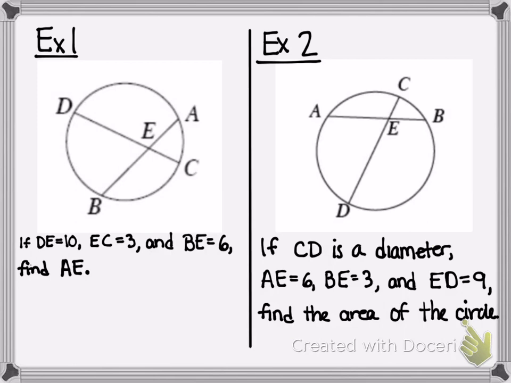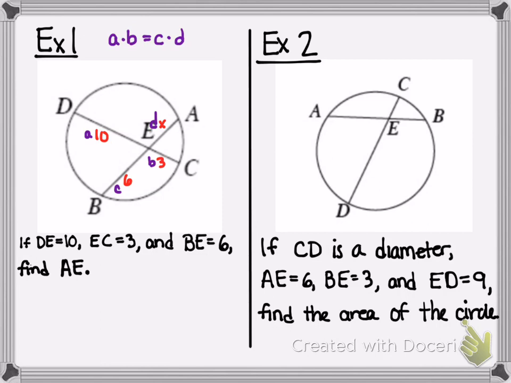Looking at example 1, we are given segments DE, EC, and BE, and we're asked to find segment AE. So let's label up the pieces that we know. And now let's label this with those parts A, B, C, and D based on the last example where we discovered that relationship. Okay, so again, just to reiterate, it's really important here that A and B in that formula are parts of the same chord, and C and D are the two other parts of the other chord.